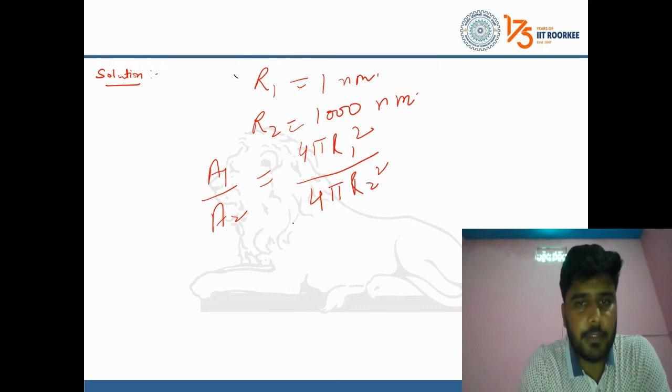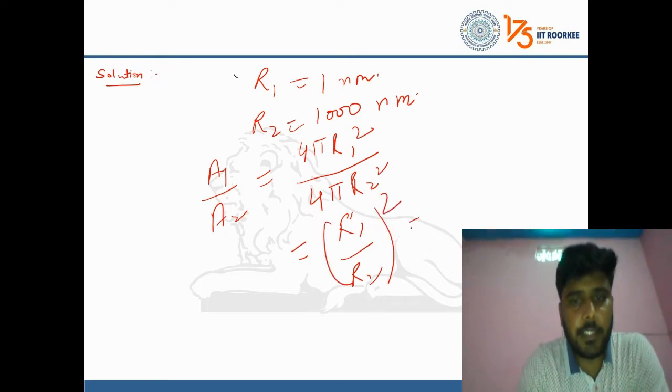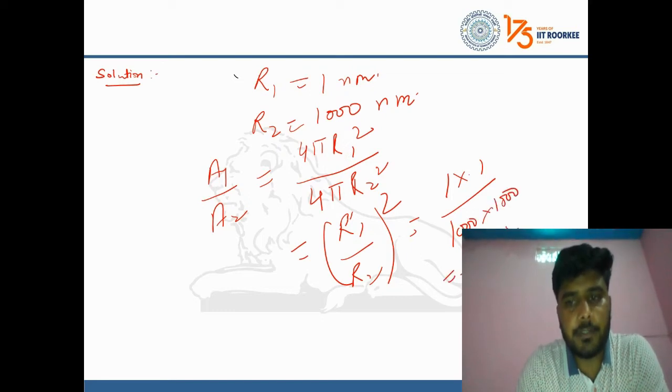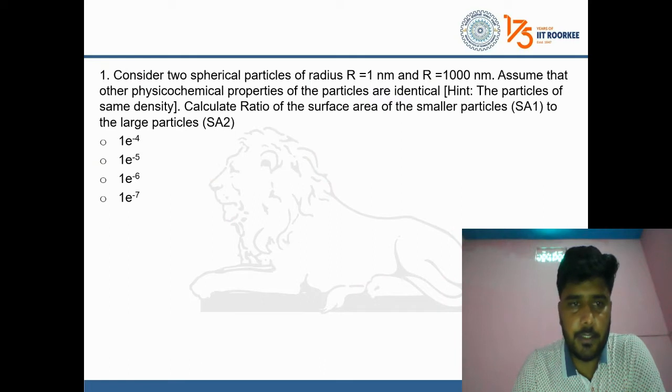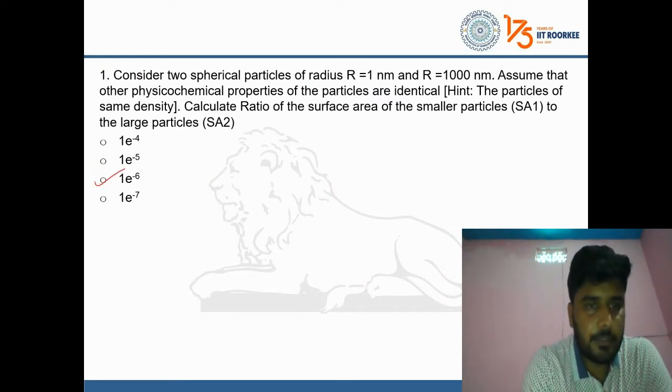Okay, so these will be the cancel out terms, and square 1 into 1000, that is 1 10 to power minus plus 6, and you can write it 10 to power minus 6. Okay, so the correct option will be the third one.